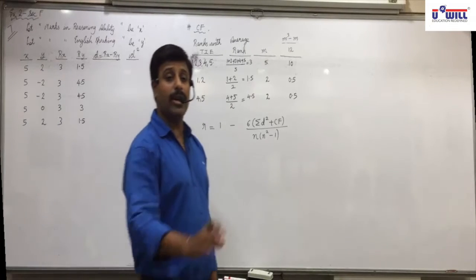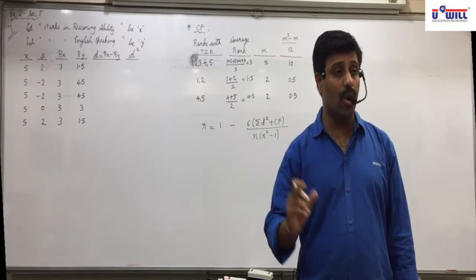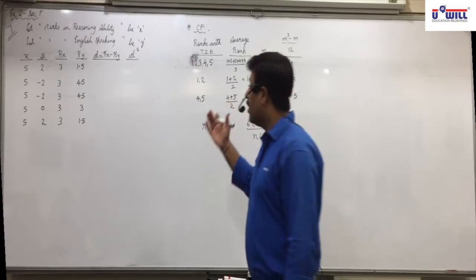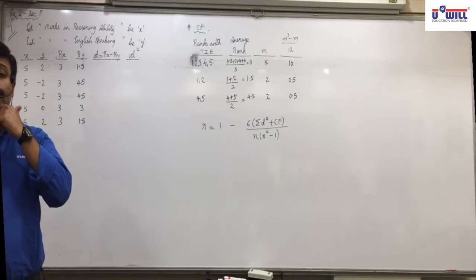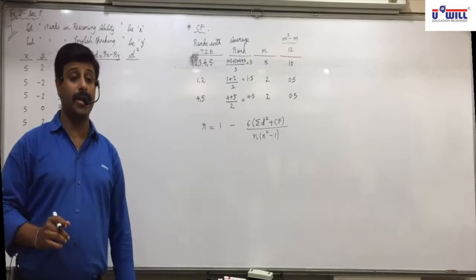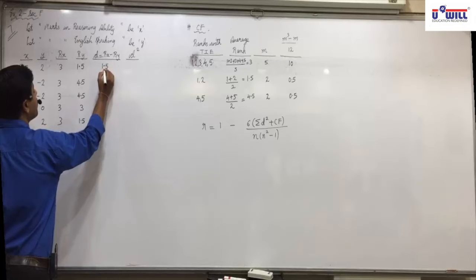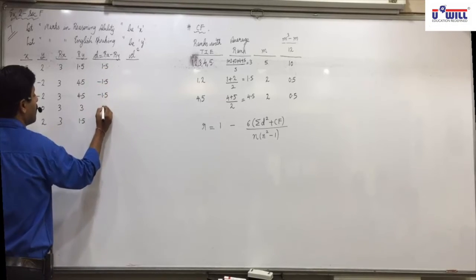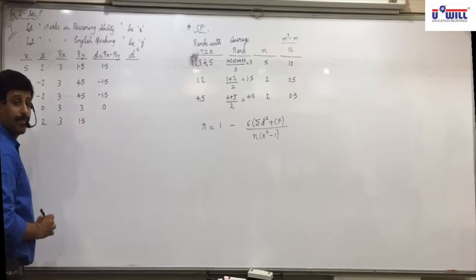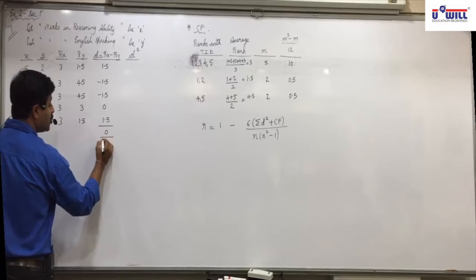Raise your hand if you still did not understand the rankings. You have to solve the next question on your own. All are clear with the rankings? Now, D values. Aryan, tell me all the values of D. 1.5, minus 1.5, minus 1.5, 3, 0. Yes. Total comes to 0.